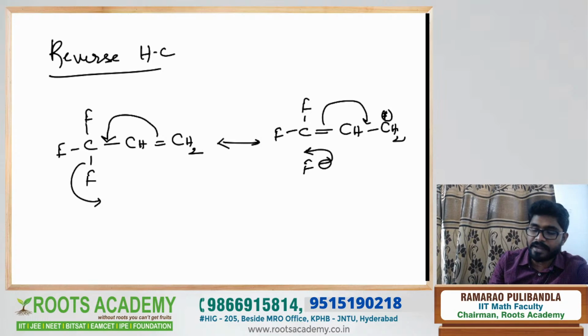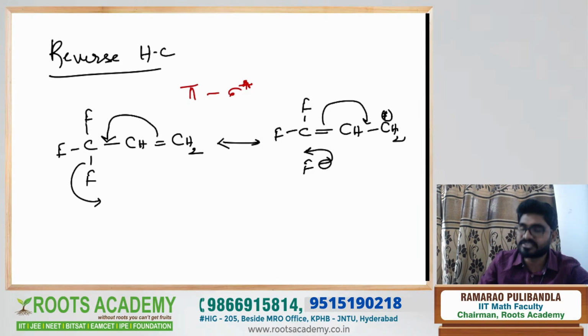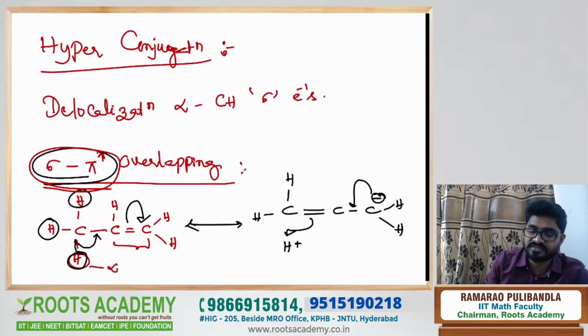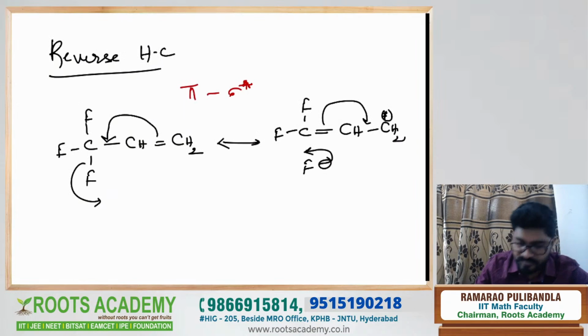Here we are breaking the pi bond, no. So that's why this is called pi sigma star overlapping. In the previous advanced question, what kind of overlapping is happening? First one I told, no. This is the previous advanced question. Take care.